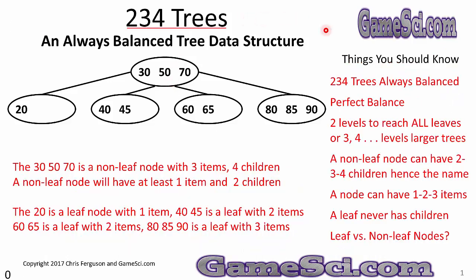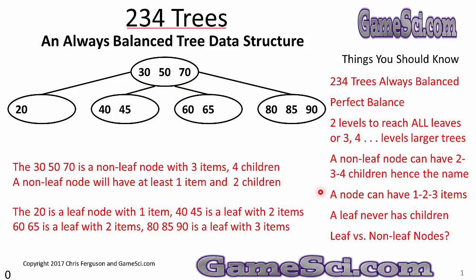2, 3, 4 trees. Things you should know about 2, 3, 4 trees. They're always balanced, and in fact, they have perfect balance. 2 levels to reach all leaves, or 3 or 4 levels in larger trees. You always follow the exact same number of levels to reach a leaf. A non-leaf node can have 2, 3, or 4 children, hence the name. This node here has 1, 2, 3, 4 children.